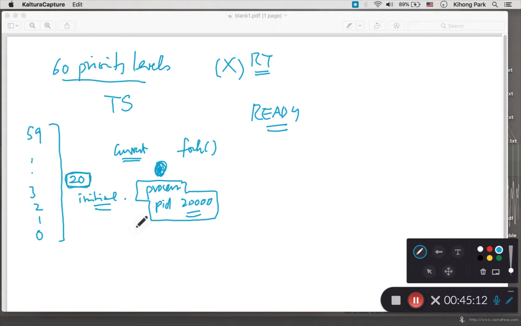Is this guy behaving in a manner that looks like it's CPU bound, or is it behaving in a manner that looks like it's IO bound? But you don't want to do this by spending a whole lot of cycles, because everything that the OS does that's not a direct request by the user process is overhead.